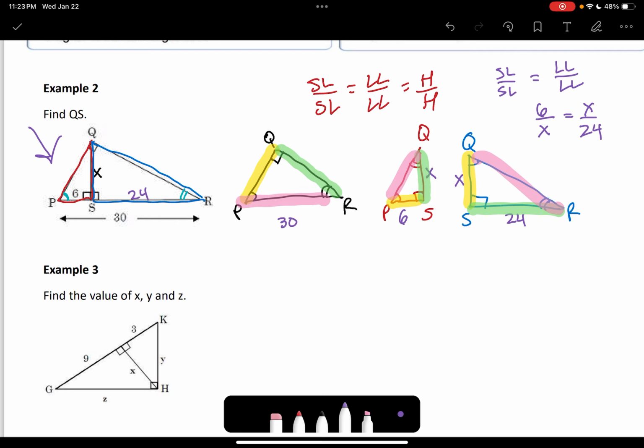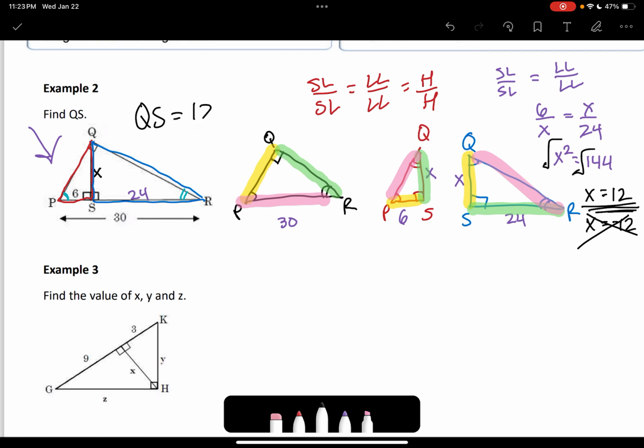If we cross multiply here, X times X gives us X squared. And then 6 times 24 would give us 144. From here, if I want to solve for X, we square root. We get the square root of 144. Well, that's just 12. Technically, it's positive 12 and negative 12. But again, if I'm looking at QS, it's the length of a side, so it can't be negative. So if X is 12 and we labeled QS as X, then we can say, hey, find QS. QS is going to be equal to 12. And so that's the idea here.